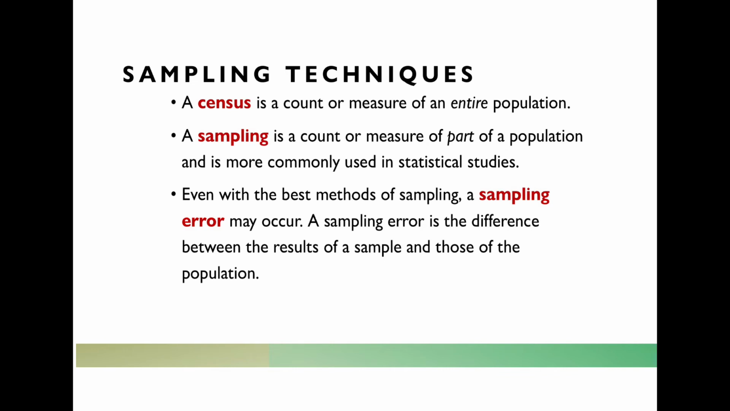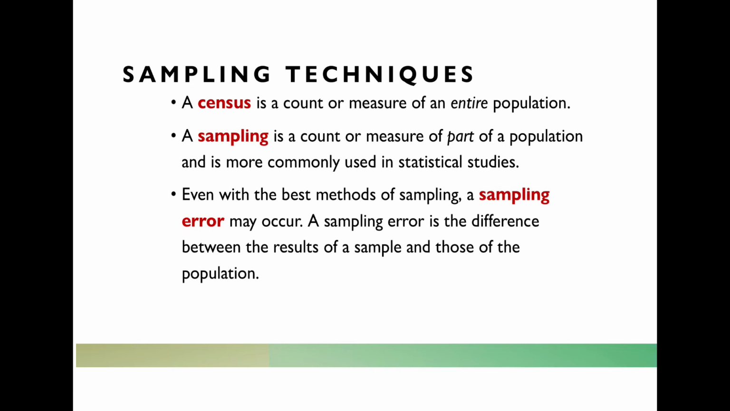Even with the best methods of sampling, a sampling error may occur. A sampling error is a difference between the results of a sample and those of the population. Yeah, so sampling error just means we didn't get a good sample. And so our sample really isn't representative of the population. And if there's an error involved, it's that difference between our sample and the population actually made a difference in the results of that study.